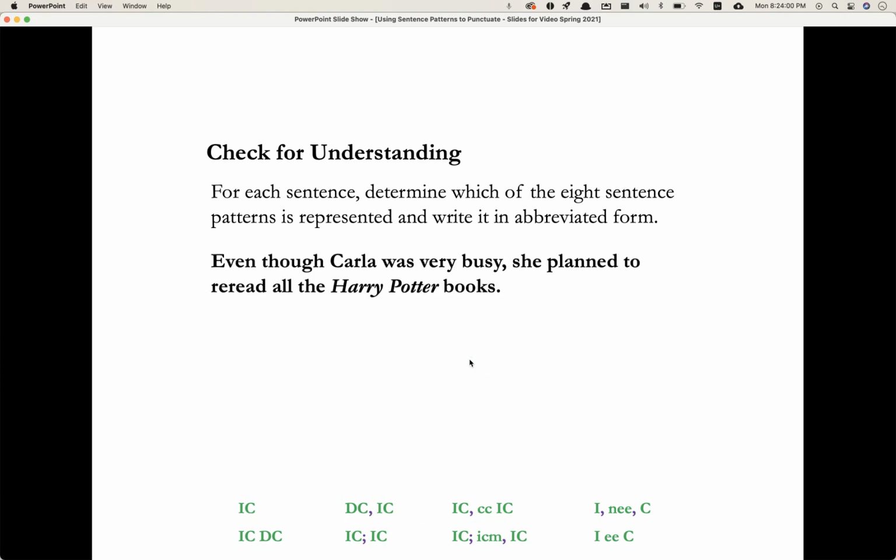Even though Carla was very busy, she planned to reread all the Harry Potter books. 10 seconds. This is DC, IC. So "even though" is the dependent clause marker, and everything before that comma, from "even" to "busy," is a dependent clause, DC, because it can't be a sentence by itself. But "she planned to reread all the Harry Potter books" is definitely an independent clause. So DC, comma, IC.